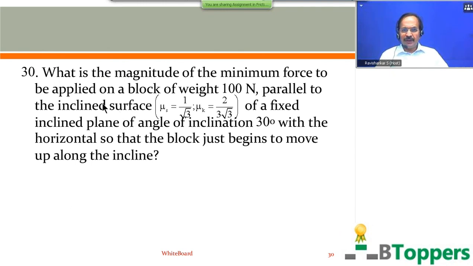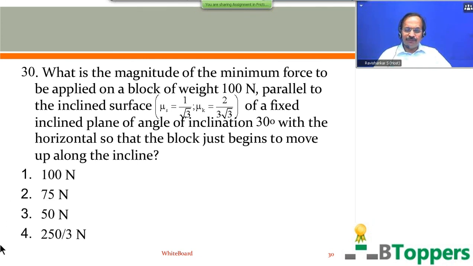What is the magnitude of the minimum force to be applied on a block of weight 100 newtons parallel to the inclined surface, where mu s equal to 1 by root 3 and mu k equal to 2 by 3 root 3, of a fixed inclined plane of angle of inclination 30 degrees with horizontal, so that the block just begins to move up along the incline. Come on, try this question.